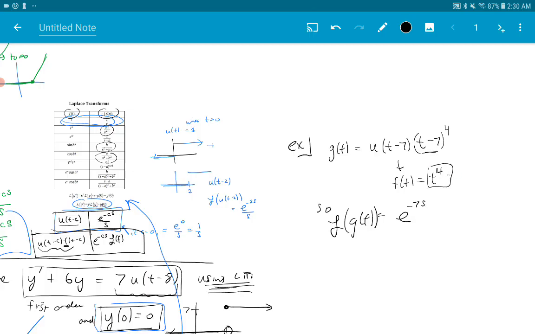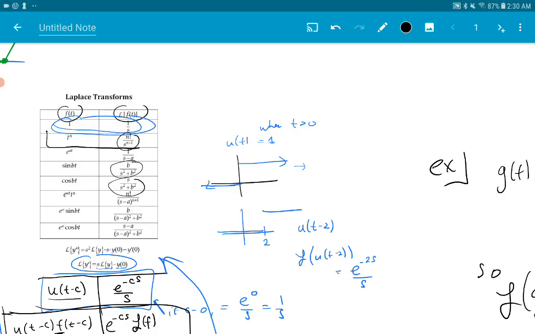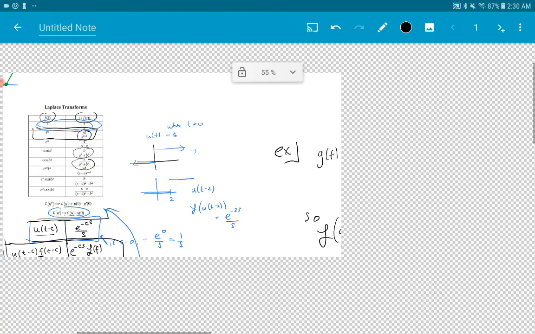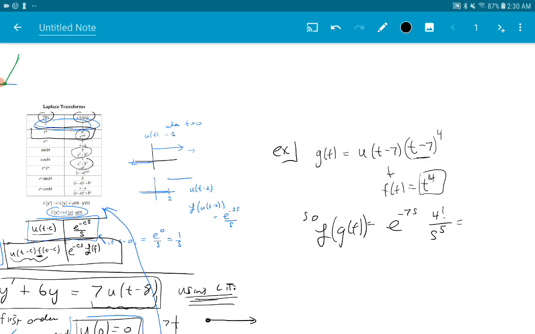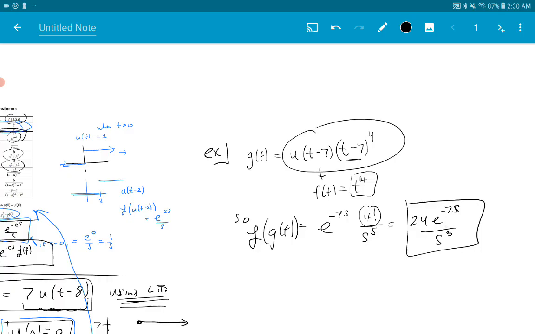Well, what's the Laplace transform of t to the 4th? That would be 4 factorial over s to the 5th from this row right here, t to the n. In this case, n is 4, so we'd get 4 factorial over s to the n plus 1, which is s to the 5th. So of course, 4 factorial is 24, so you'd get 24 e to the negative 7s over s to the 5th. That would be the Laplace transform of this function here.